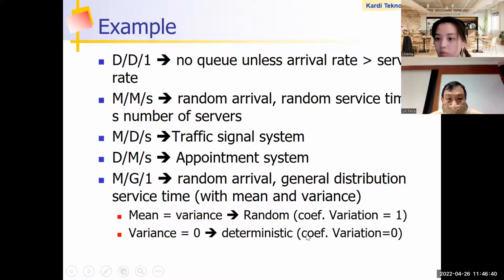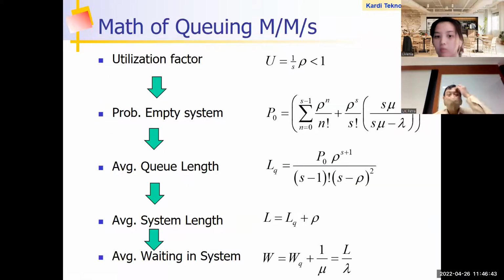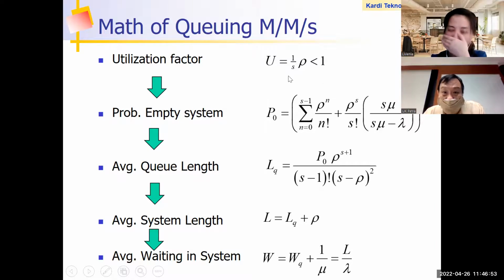So again, this is the same thing as before. Can you see my slide? This is the M/M/S queue. In M/M/S, this is the utilization factor. You look at the formula, it is quite complex. It has a factorial. This comes from the Markov chain.